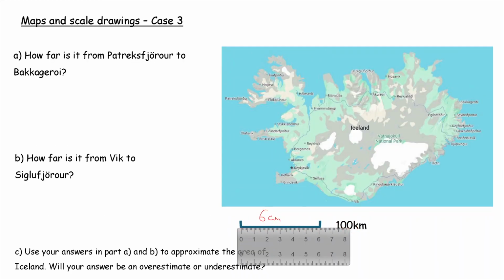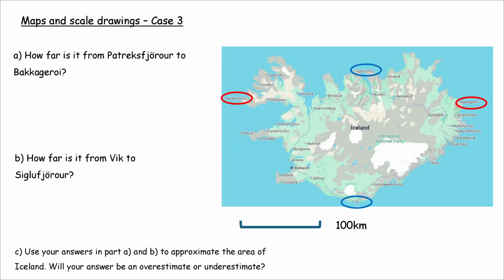So straight away, let's write out our ratio up here. We're saying 6 centimeters is the same thing as 100 kilometers in real life. And because on the next page let's write it again: 6 cm is the same thing as 100 kilometers, because we measured this line here to be 6 centimeters. Now we can use this to find out the following.